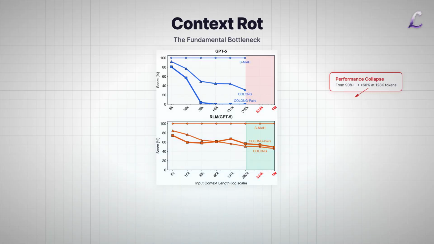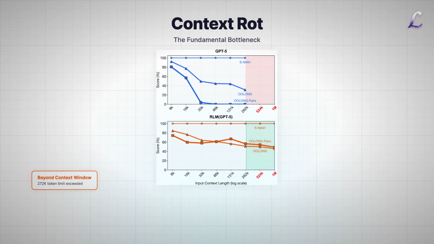This is context rot. It is the fundamental bottleneck preventing us from feeding entire code bases or million-token corpora into a model. But a new paper from MIT CSAIL proposes an elegant fix: recursive language models.